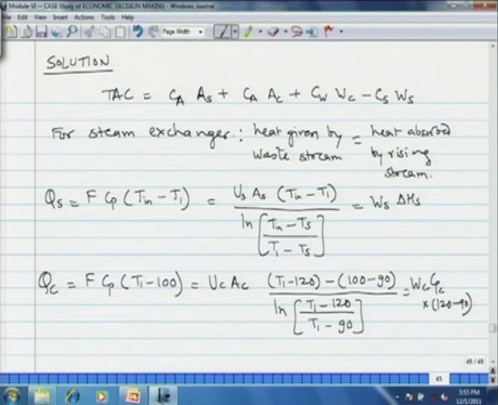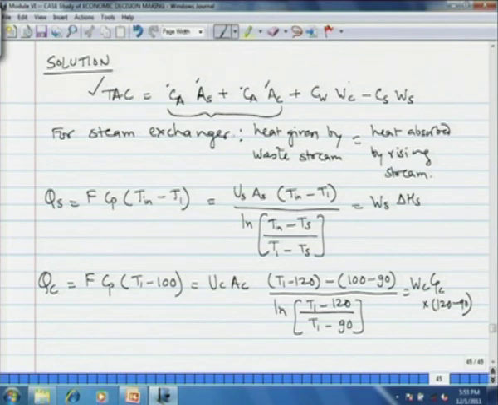Now, how can we write the total annualized cost of the unit? It is the annualized cost of the first exchanger, the steam exchanger, times the area of the exchanger, then the annualized cost of the subcooler times the area of the subcooler. This is the annualized capital cost of the two exchangers. Then the operating cost.